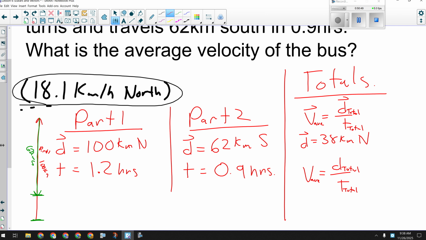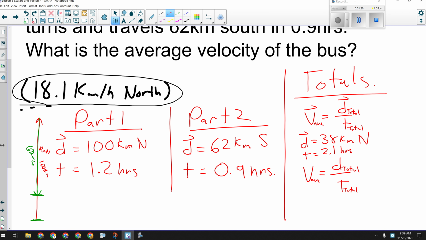You subtract time, it means you went back in time. Okay, this is not a 1984 silver DeLorean going 88 miles an hour. It is not going back in time. Time can only go forward, just like distance can only get bigger. It's a scalar quantity. You can't ever subtract it. So what we're looking at here then is a total time of 2.1 hours, 1.2 plus 0.9.